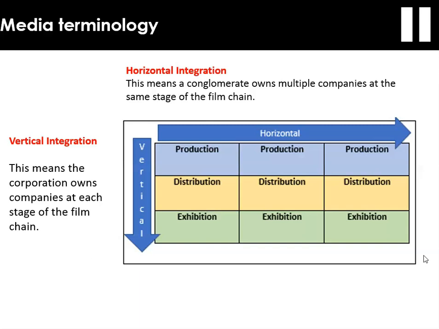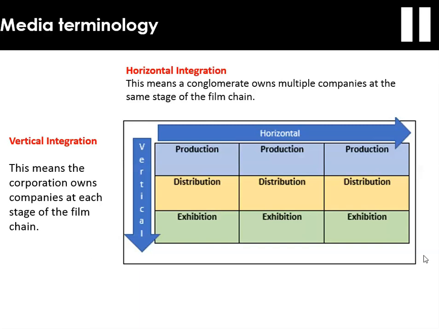When we talk about something being vertically integrated, we mean that the corporation, in this case Disney, owns companies at each stage of the film chain. It means they are able to produce their films, to distribute their films, and to exhibit their films. Without any support from any outside companies, they can do this all using the subsidiaries that they own.